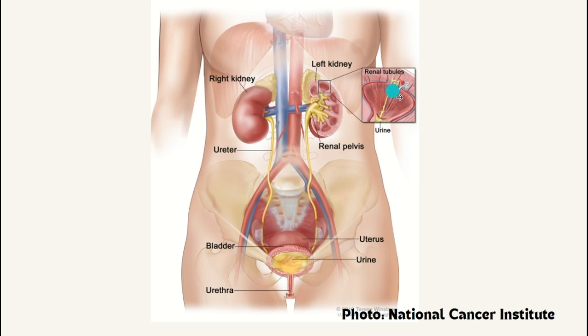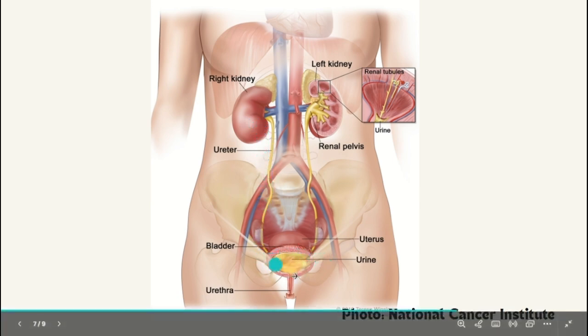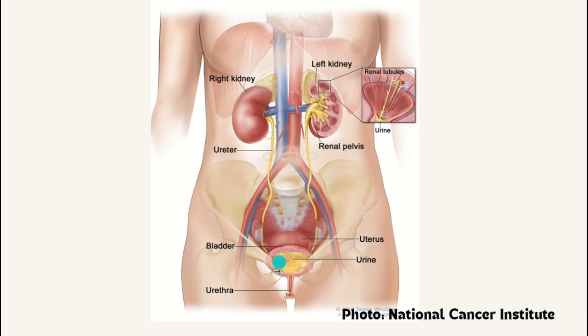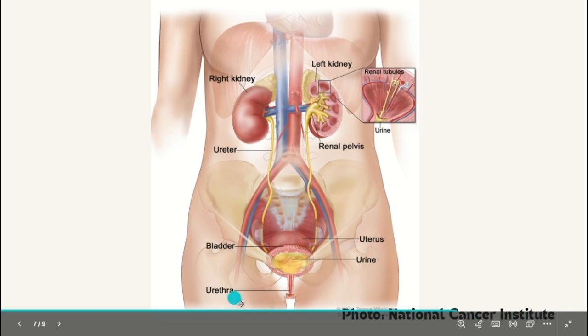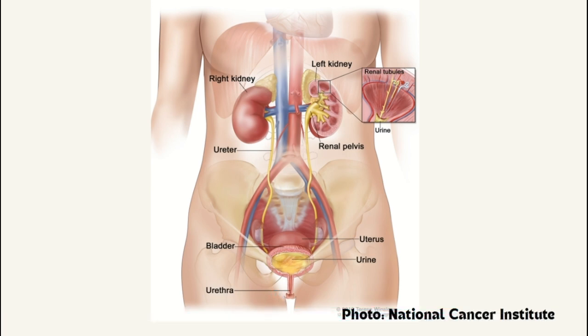Actually, the nephrons inside of the kidney filter out the urine. The ureter will bring it to the bladder, and then the bladder stores the urine. And when you feel like you want to urinate, the urethra is where the urine passes out through, right? So it's actually very simple, when you really look at it.